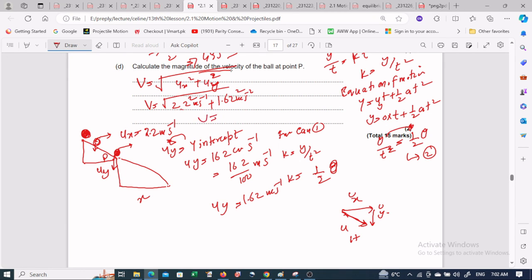We solve and we get the final value of the velocity, that is equal to 2.7 meter per second. Okay, thank you.